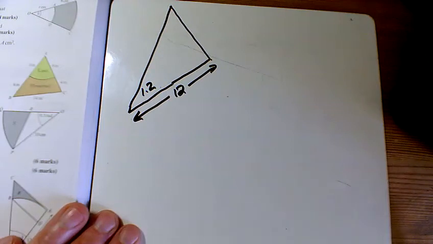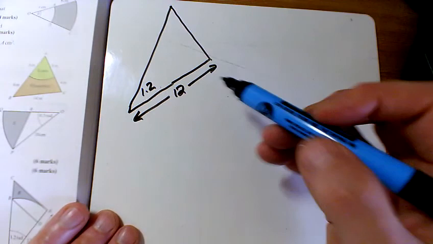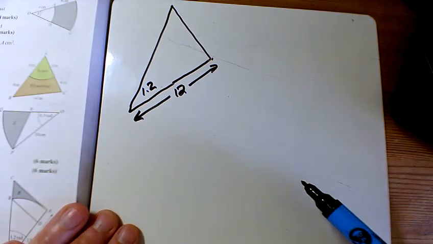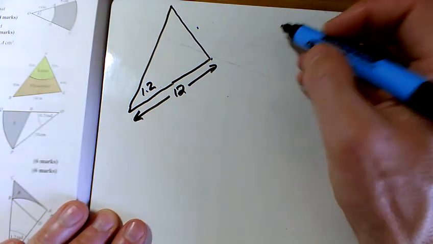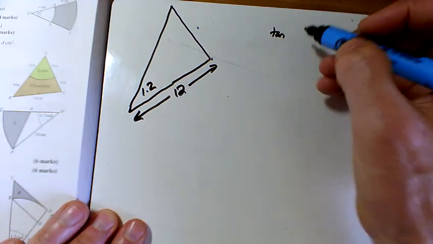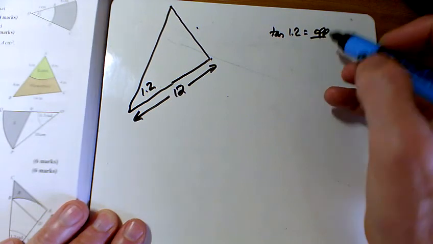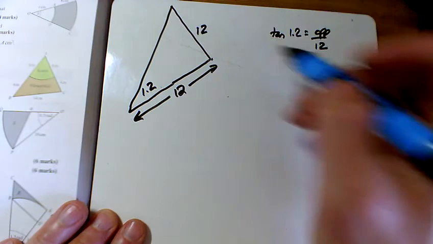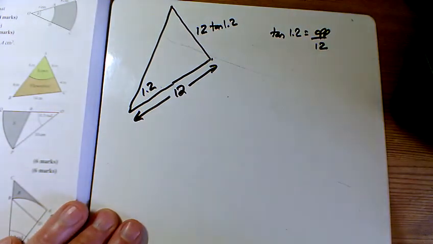Question 16. I've started just by drawing the big outside triangle here. You're told that from one end to the other is 12, and you've got an angle there of 1.2. So if I wanted to find this opposite side over here, I could use tan of the angle equals the opposite divided by the adjacent side. And so this side here is 12 times tan 1.2.